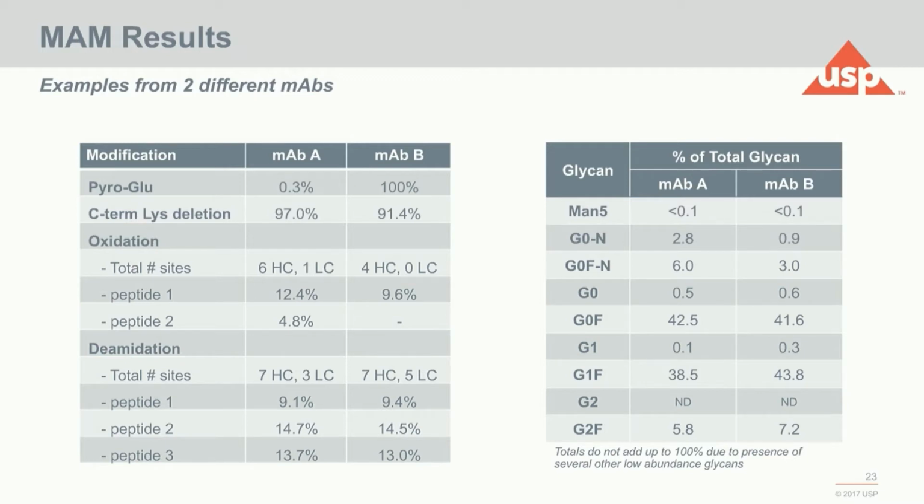We were also able to look at the percent of total glycan. This is looking at the glycan at the intact glycopeptide level. And you can see that this really correlates with what we saw at the intact molecule level, where we have primarily G0F and G1F with a little bit of G2F. And the major difference you see between these 2 is the presence of the G0F minus N, which is the non-fucosylated G0F minus the GlcNAc. We see a little bit of that in MAB-A, not so much in MAB-B.